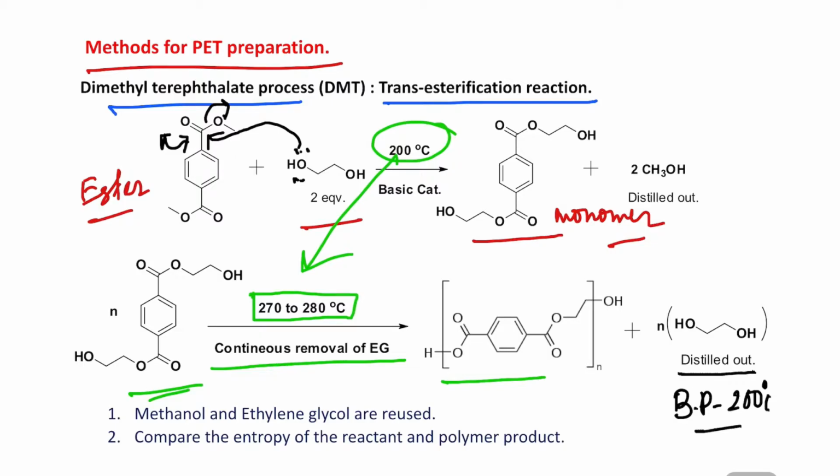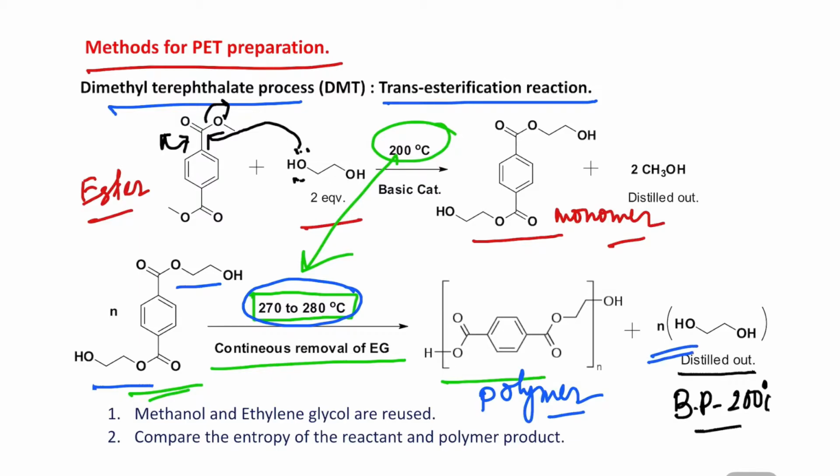So it boils at 200 degrees, and the reaction temperature is 270 degrees. At this temperature, ethylene glycol will be distilled out, and the polymer is a solid compound, so it remains in the reaction medium. In this way, this polymer is prepared. Now if you look, there is one ethylene glycol here, and one ethylene glycol there. When one molecule attaches to another, it removes another ethylene glycol. In this way, ethylene glycol will come out.